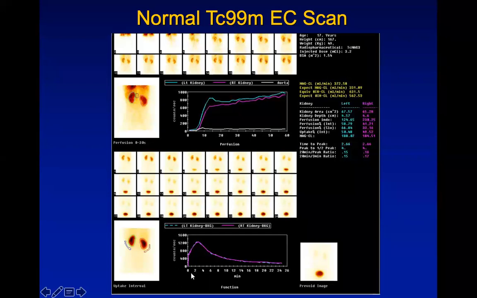And this, when you translate into a graph by drawing these regions of interest, now what you have here is the radioactive counts in the left kidney and the right kidney shown in the form of a graph. As you can see, this is called a time activity curve. So the time activity curve is what is the renogram.